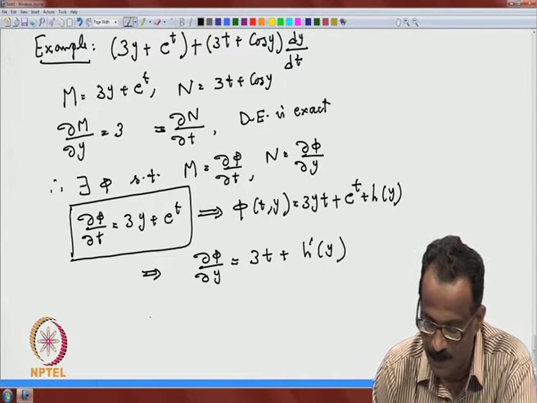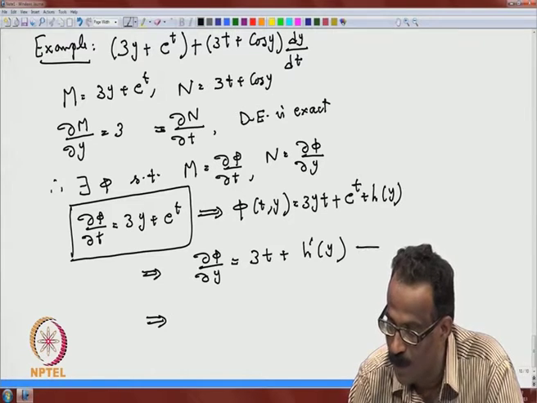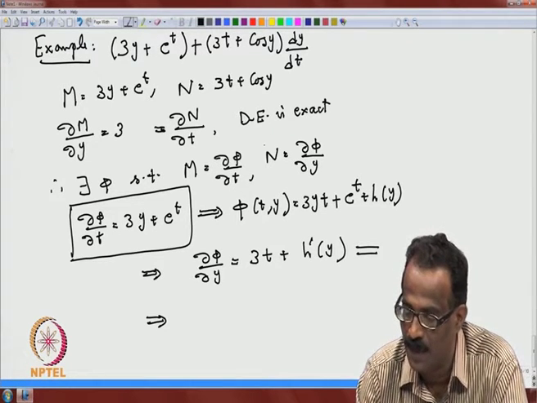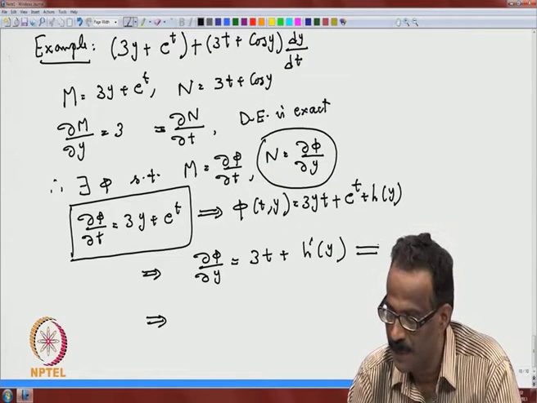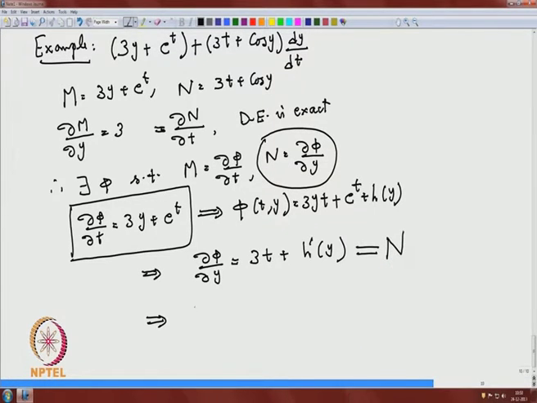You want d phi by dy to be n. So you will have h prime of y equal to n, which is given to you already here, and when you proceed, the 3t will get cancelled. So it is nothing but sin y. You got that. So that will imply h of y is of the form cos y, you can just integrate, m or minus cos y.